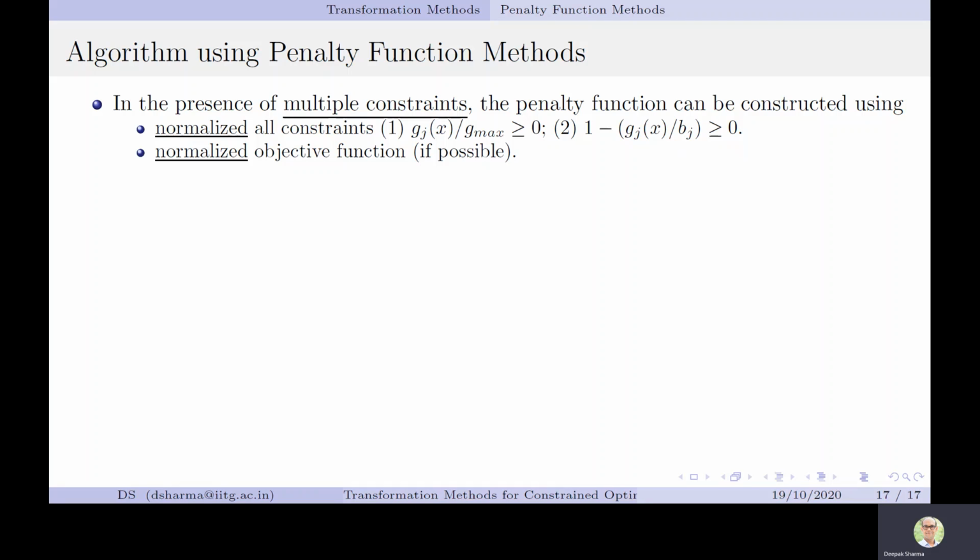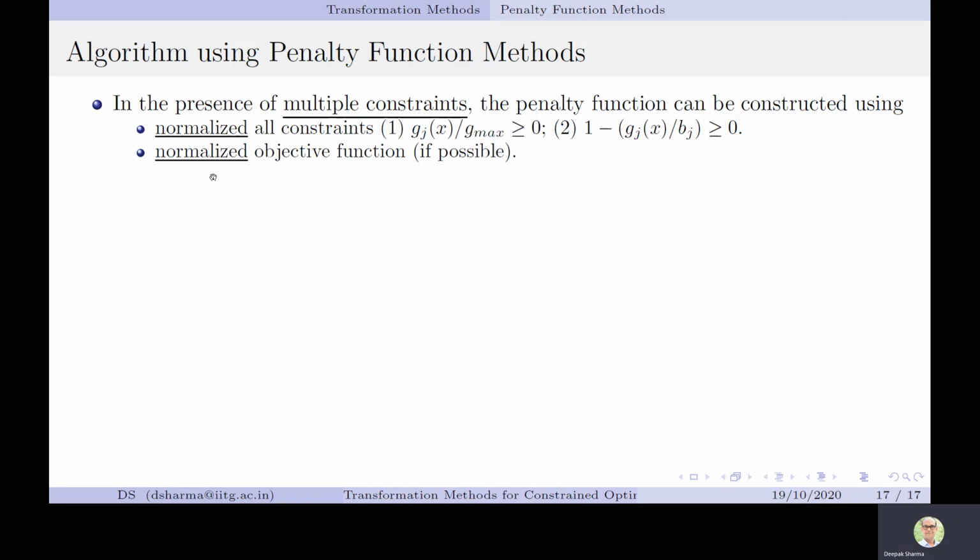Now what will happen when you add the penalty based on g1 and g2? Definitely the contribution of g1 is more as compared to g2. So the algorithm or the method will try to satisfy constraint g1 as compared to g2. But when we normalize g1 and g2, the values of g1 and g2 will always lie between 0 and 1, minimum to maximum. In this case, our method will not be biased and will search for a point that satisfies both the constraints.